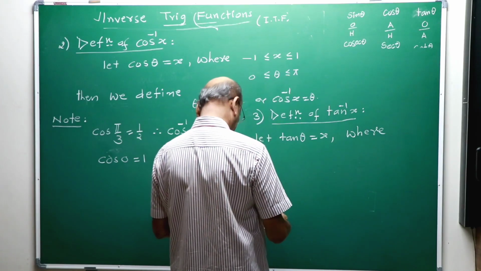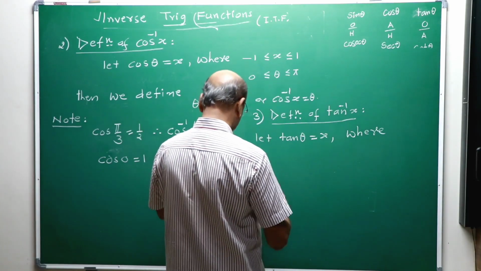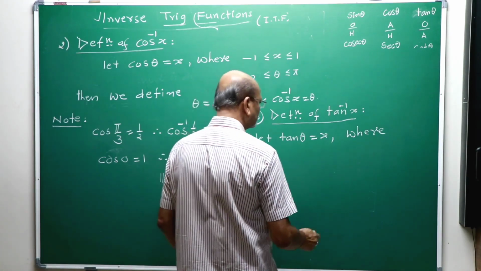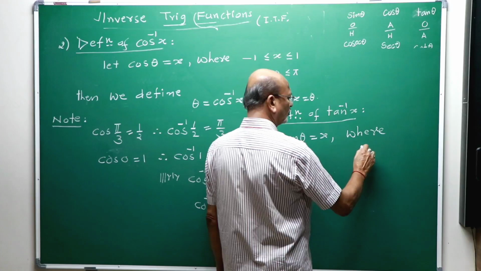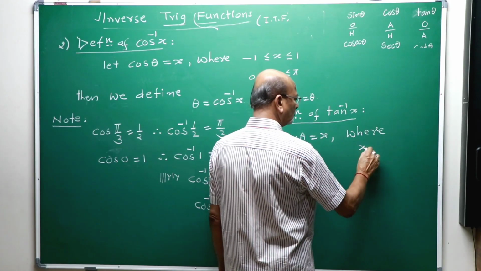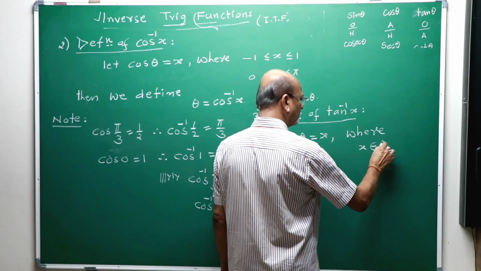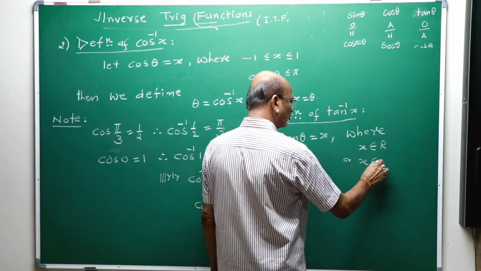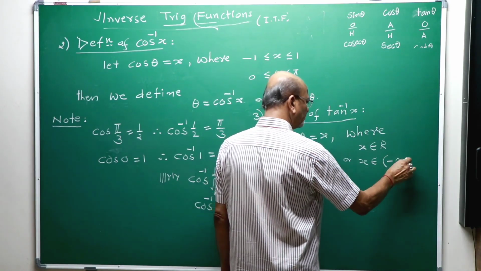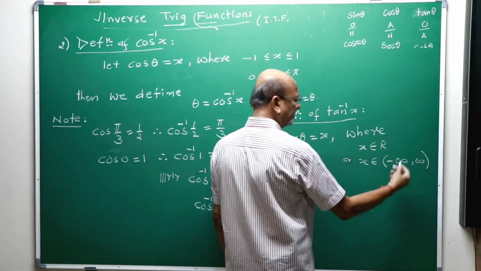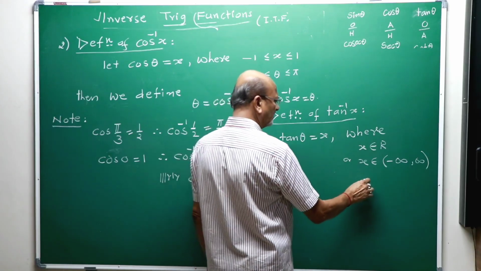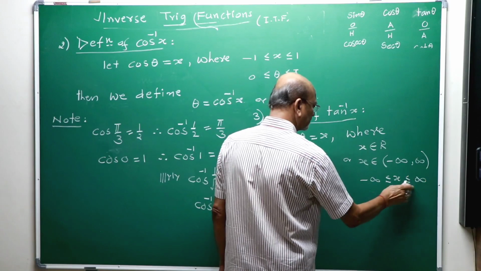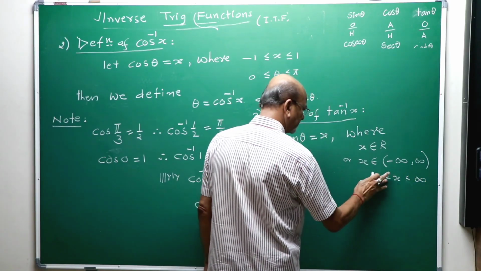x belongs to R. R means the set of real numbers. Otherwise, the same thing you can mention: x belongs to the open interval minus infinity to plus infinity. You can write like this. Even you can write minus infinity less than x less than plus infinity. Not equality, strictly less.